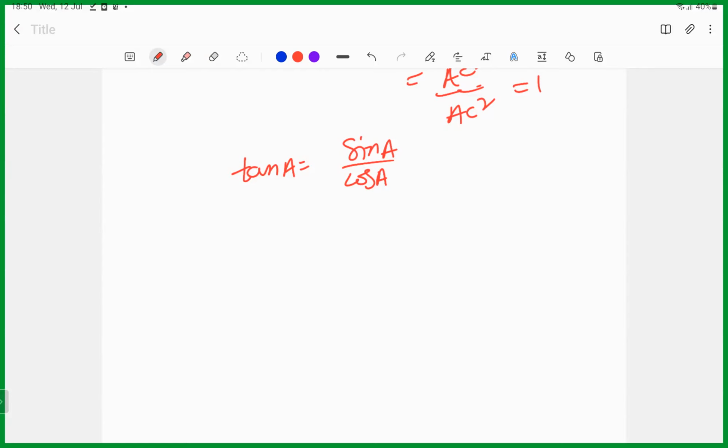Sin A will be BC by AC, cos A will be AB by AC. So AC will be cancelled out. BC by AB, which is equal to tan A.